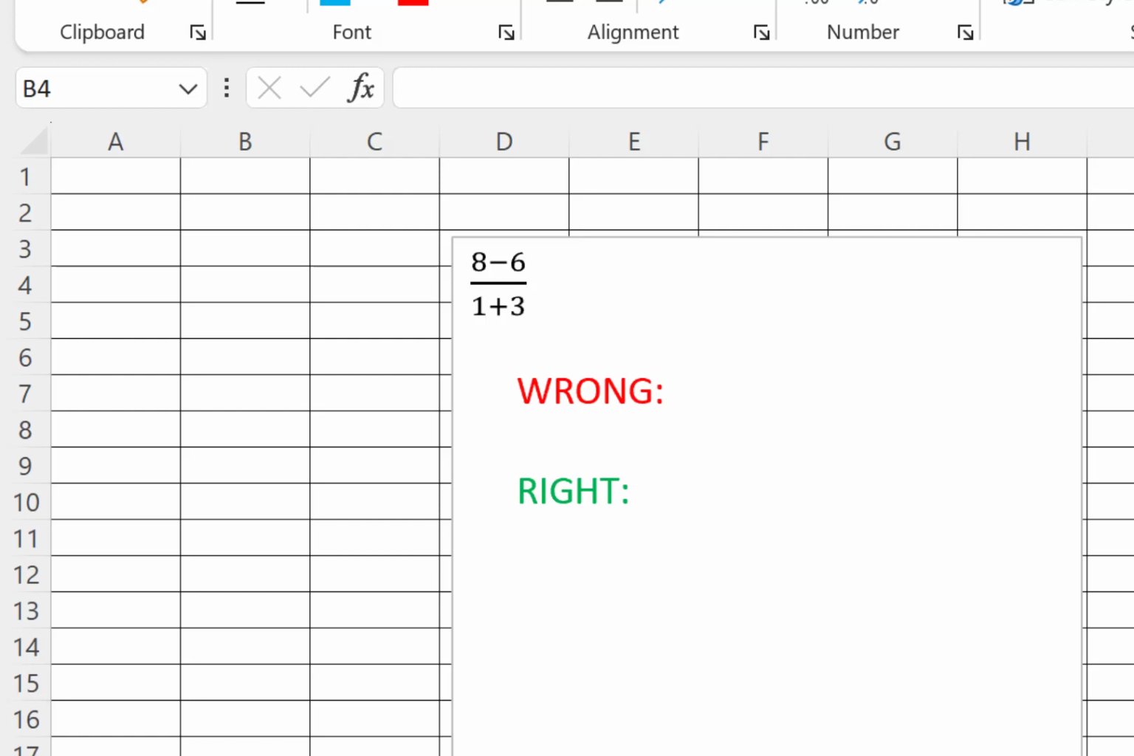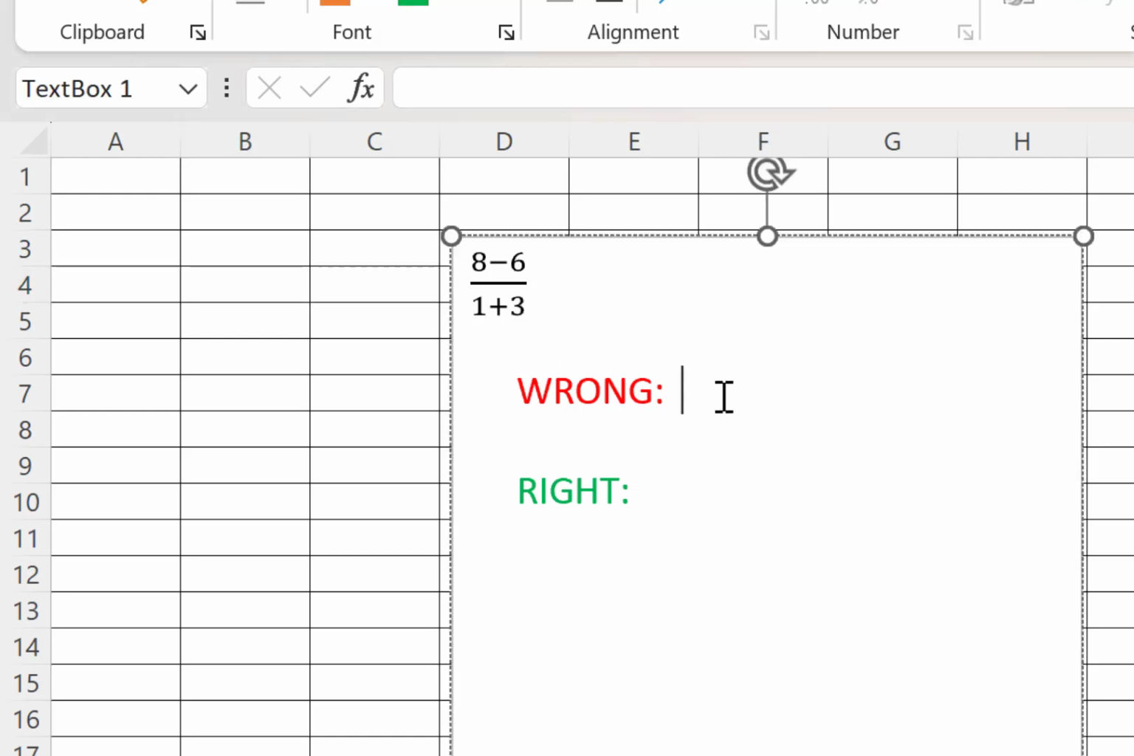In this video, we'll do a few examples that show how to correctly enter parentheses in your Excel calculations. So the first calculation we're going to do is this fraction. 8 minus 6 is in the numerator, 1 plus 3 is in the denominator.